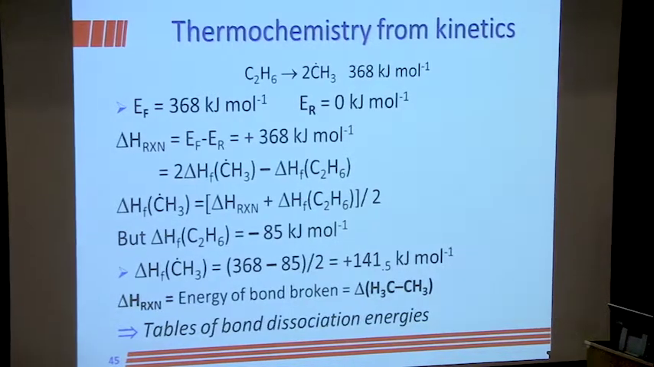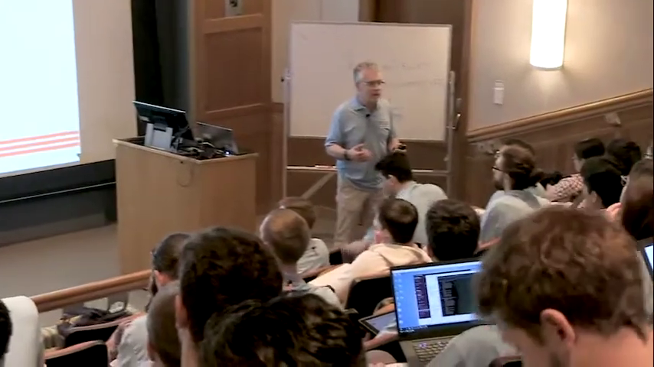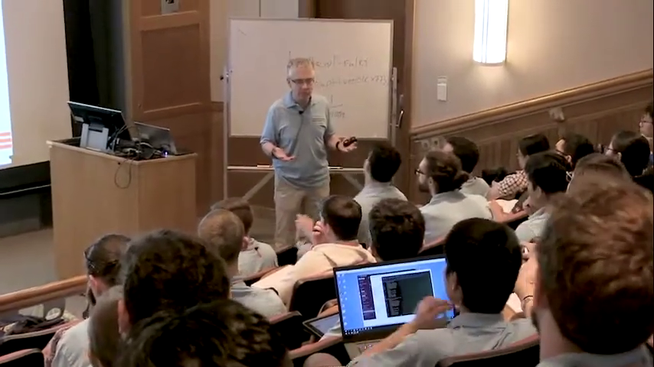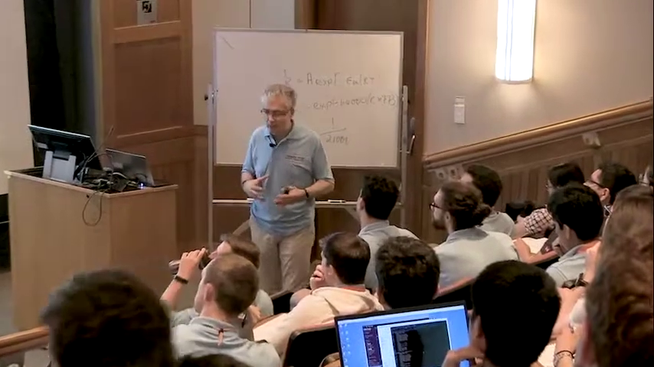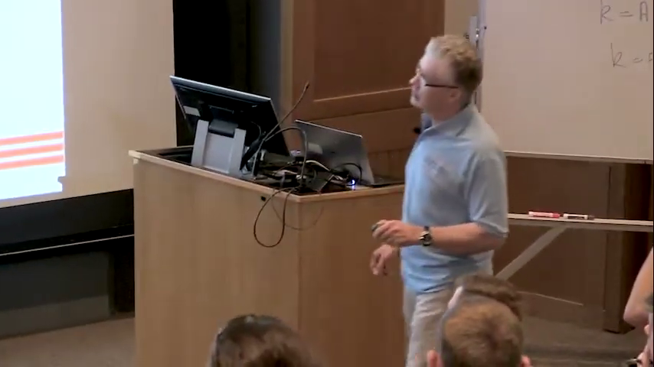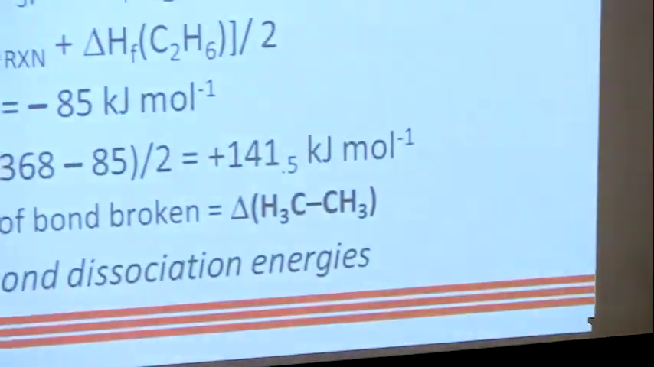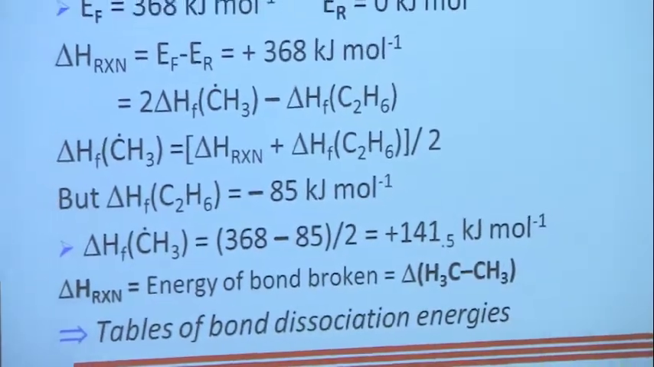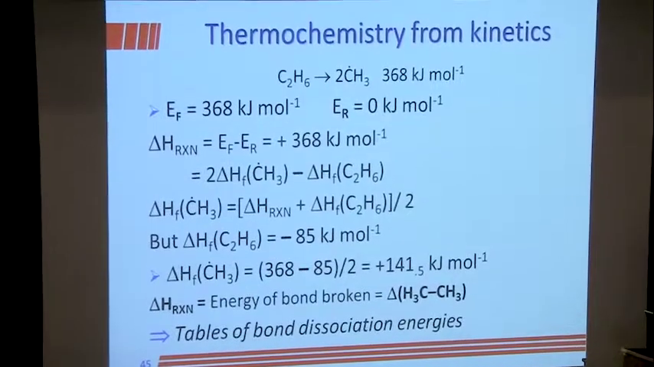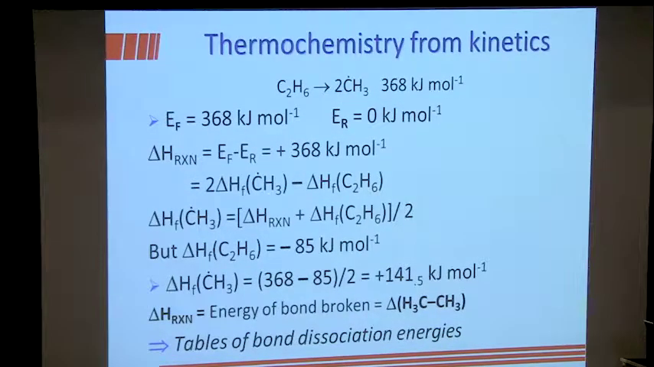Also, remember always that radical-radical recombination reactions, they don't have an activation energy associated with them. Okay? Radical-radical recombination, 0 activation energy typically. Okay? So delta H reaction is E forward minus E reverse. E forward is 368. E reverse is 0. So delta H reaction is 368 kilojoules per mole. So, and we know that delta H reaction is 2 times the heat of formation of a methyl radical minus the heat of formation of ethane.